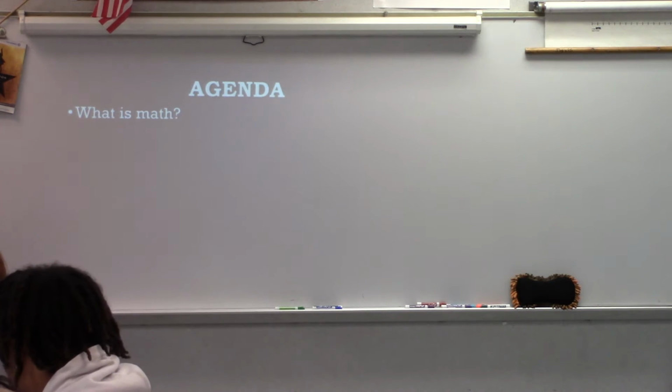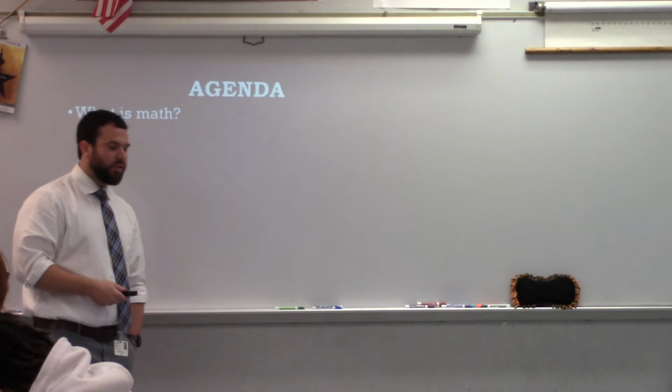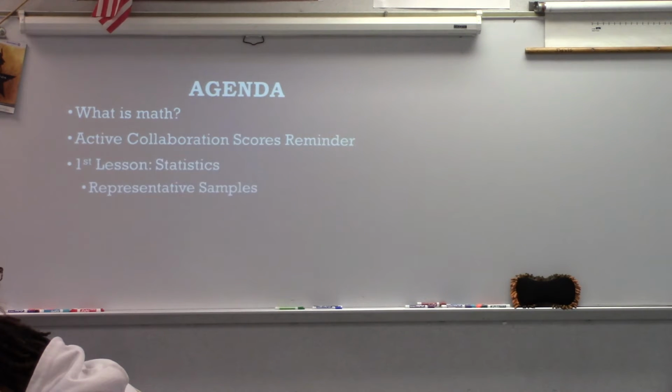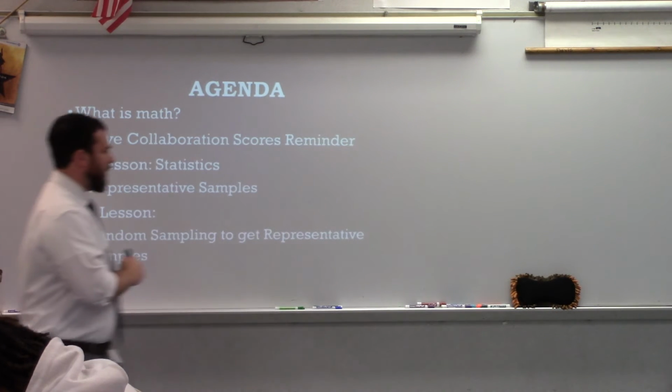Come on, focus. So, we study patterns and relationships. We'll cover these ideas more moving forward. I'm going to do again a quick active collaboration score check. They were much stronger yesterday, much better conversations during whole class discussion and within your small groups. I want to encourage you on that, but I do want to point a couple things out. We're going to finish up representative samples, and we'll get to random sampling.